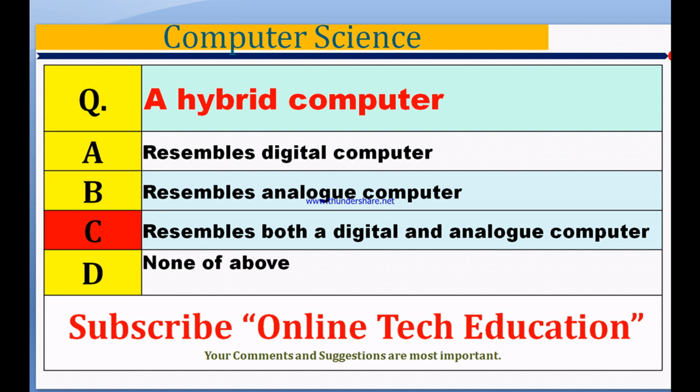A hybrid computer resembles digital computer, resembles analog computer, or resembles both a digital and analog computer, none of the above. C option, a hybrid computer resembles both a digital and analog computer.